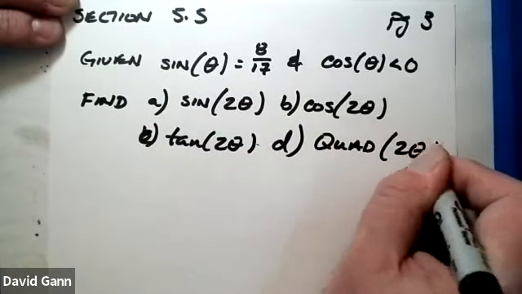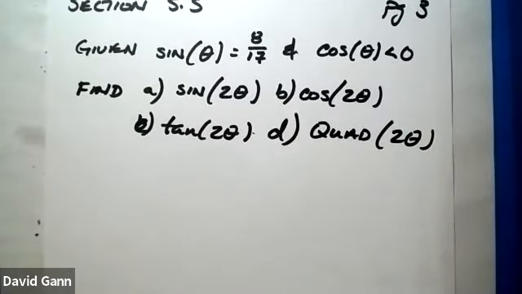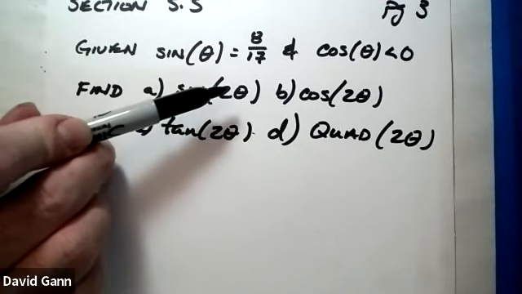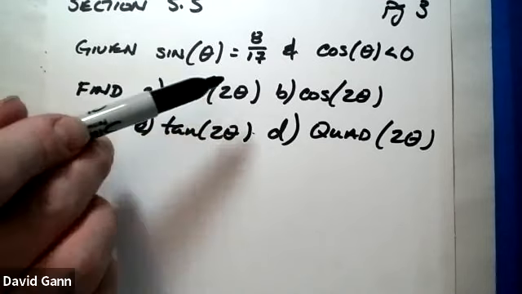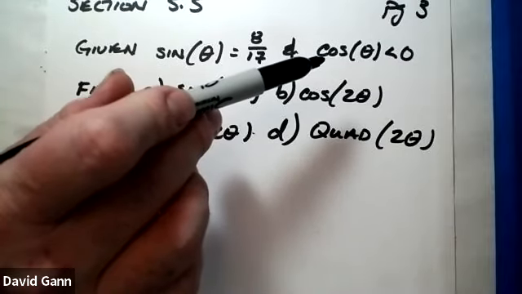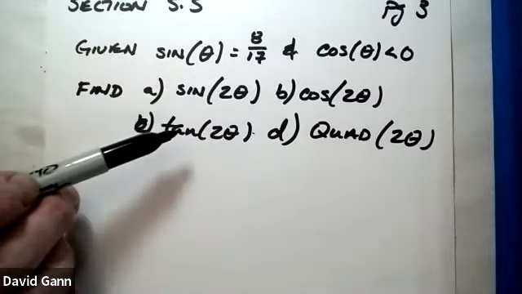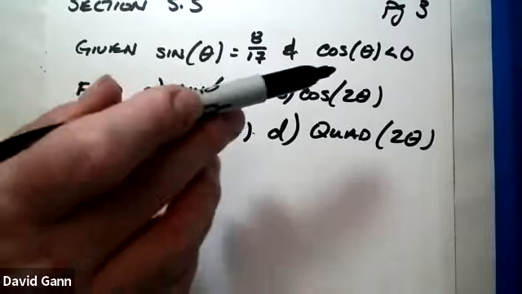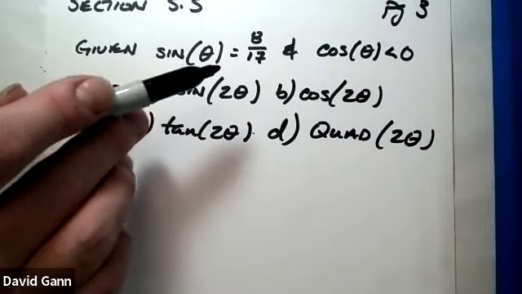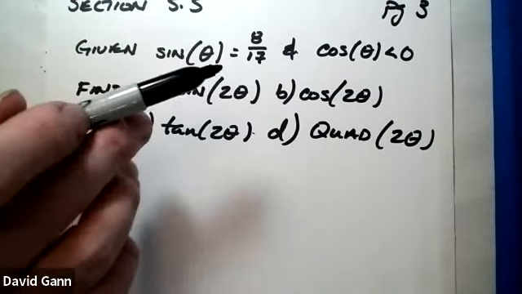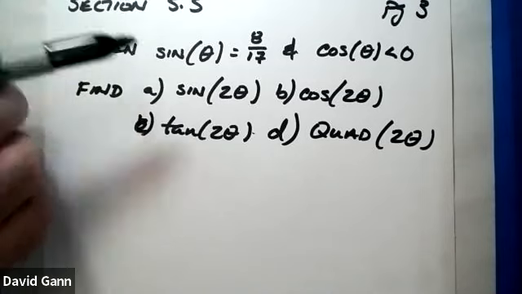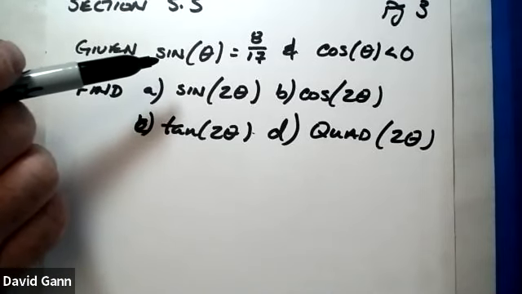Okay, so let's pause a minute and think about how we're going to approach this. Notice that the only formulation we have for sine of 2 theta involves sine of theta, which we do have, and cosine of theta, which we do not. The only formula we have for tangent of 2 theta involves tangent of theta, which we also do not have. So as some preliminary work, like we've done in chapter 1, let's find cosine of theta and also tangent of theta.